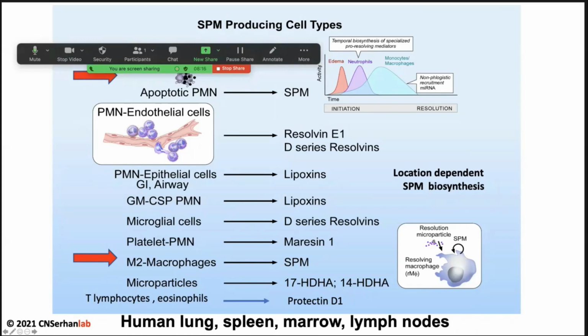This slide illustrates the SPMs and the principal cell types that we know in human systems to produce SPMs. Apoptotic PMN, as a lion's share, as well as M2 macrophages and a number of other cell types when they interact with neighboring cells. The main tissues we see, and others have documented resolvins, in lung, spleen, marrow, and lymph nodes.